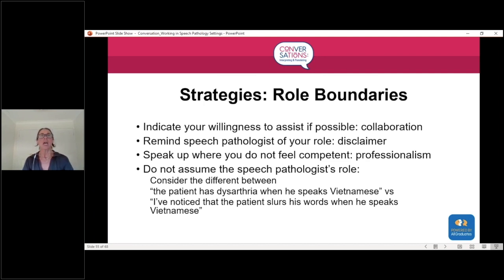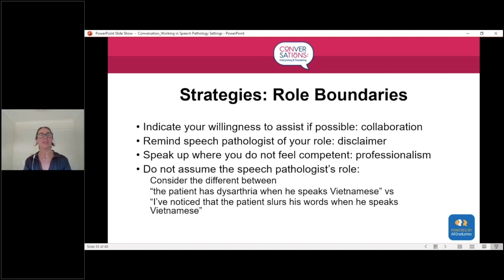Speech pathologists are very accustomed to working in teams. So what I would suggest, as a starting point, is that interpreters can indicate that they're willing to assist if possible. That's why interpreters are there. They want to assist in communication, to facilitate communication. So you can indicate that you're willing to help. That just shows your goodwill to the health professional.